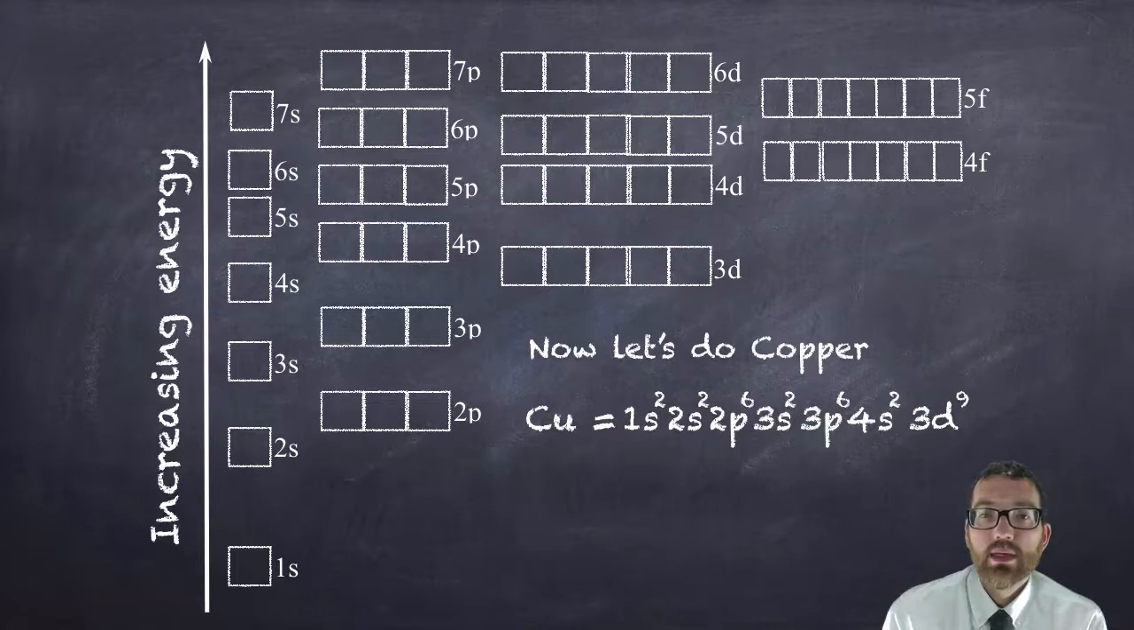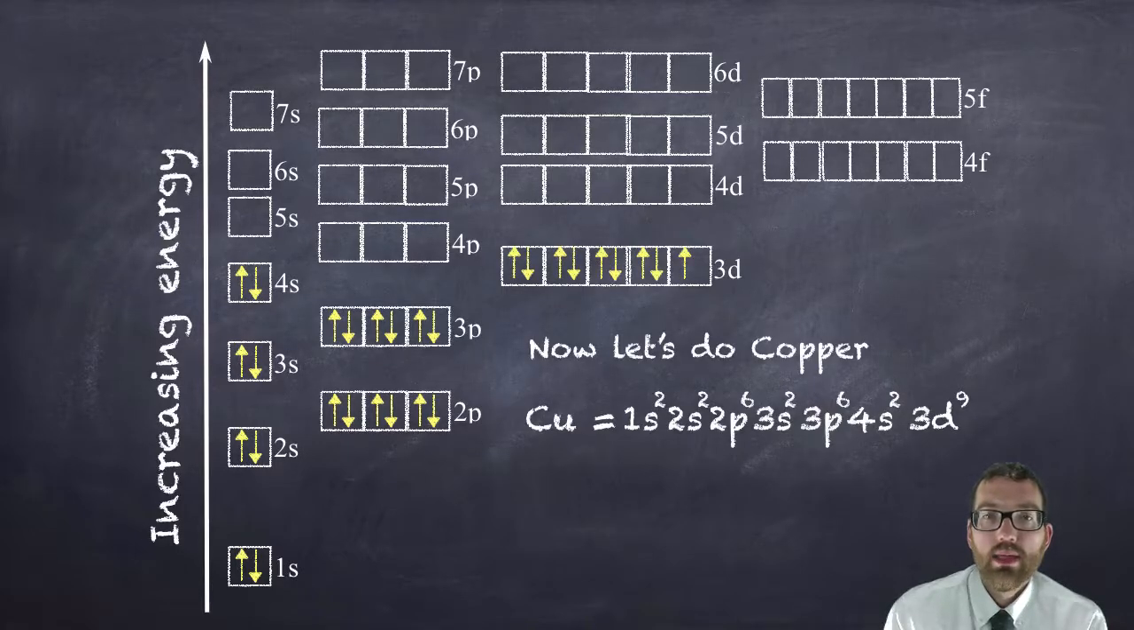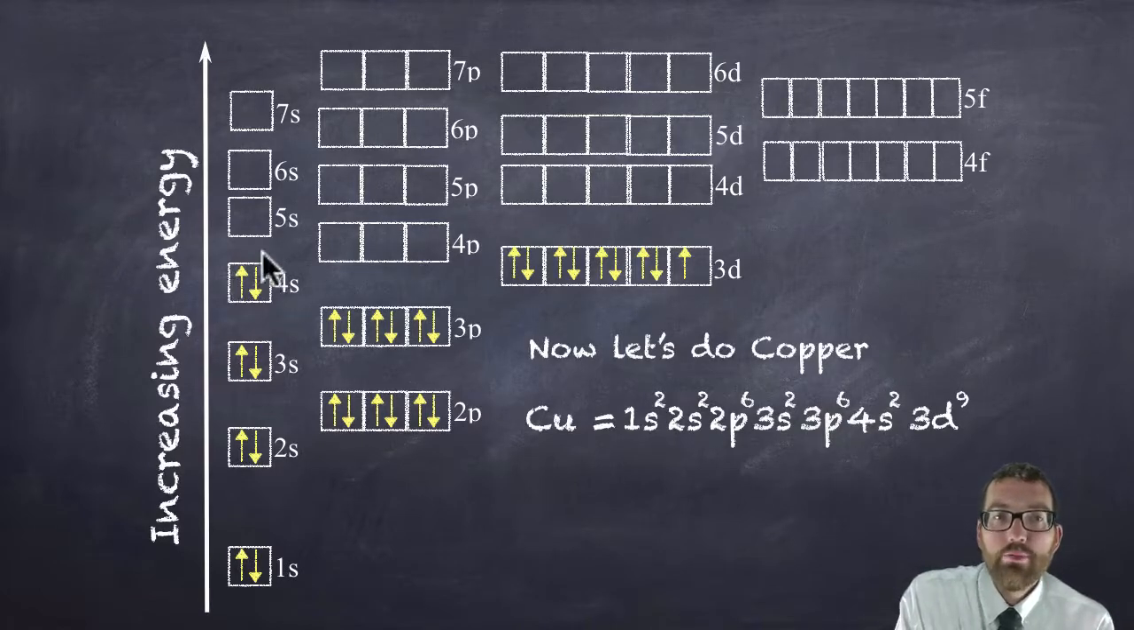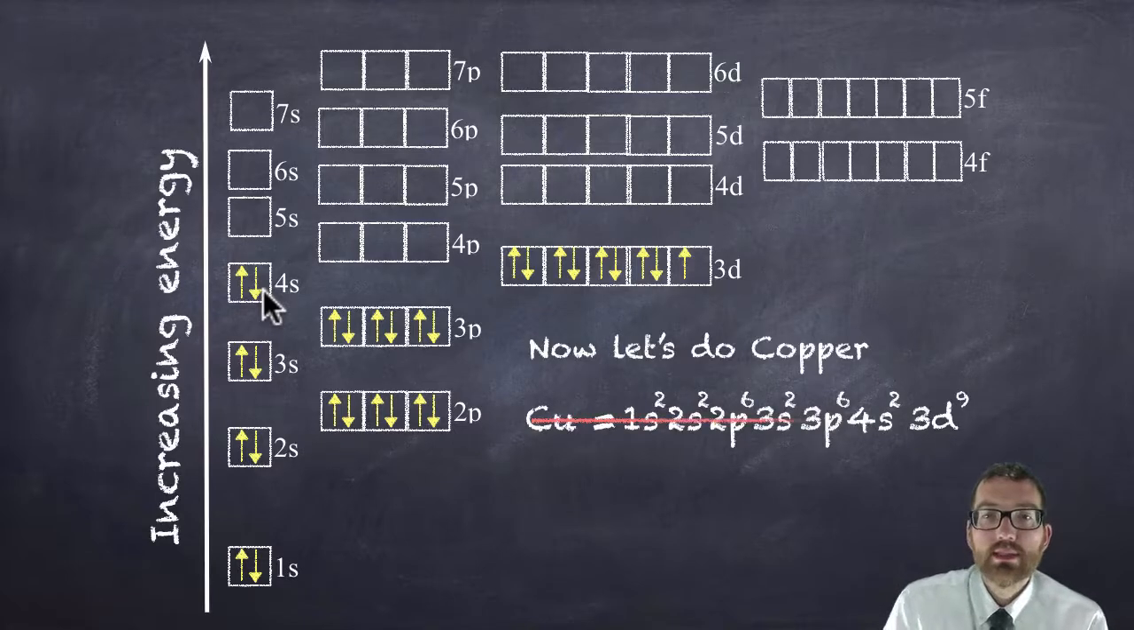Okay, here's another exception. Let's do copper. So if you followed the rules that I just taught you, you would probably get this: 1s2, 2s2, 2p6, 3s2, 3p6, 4s2, and then 3d would be 9, and we would have all of copper's electrons. But this is not the most stable arrangement. Let's look at what we have here. The 4s is filled, that's good. The 3d is not though, but we have one of those situations again where we can take an electron from the 4s and give it to the 3d.